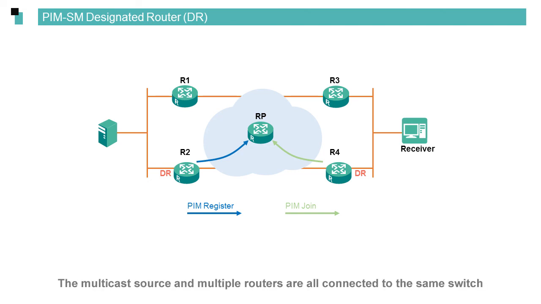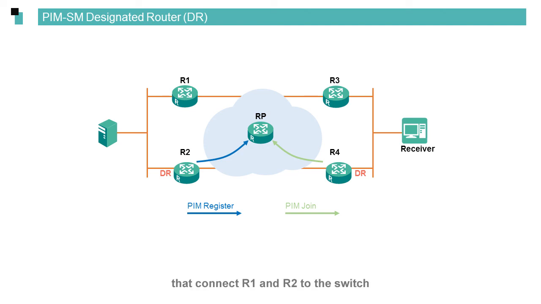The multicast source and multiple routers are all connected to the same switch. When the source starts to send multicast traffic, both R1 and R2 receive the traffic and send registration requests to the RP, which is resource-consuming. To resolve this issue, a DR is elected between the interfaces that connect R1 and R2 to the switch. Then, only the elected DR sends a registration request to the RP. The multicast traffic received by the other router is discarded.